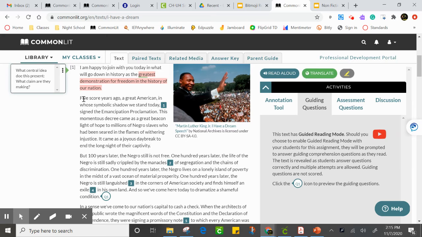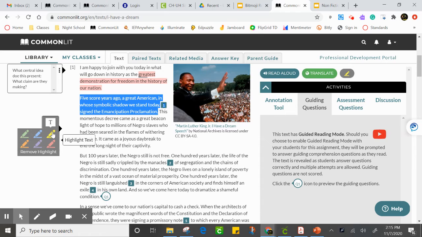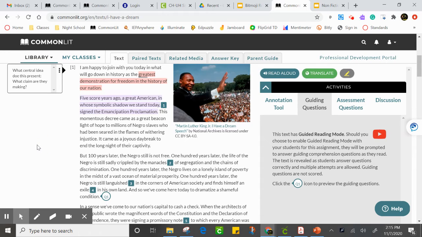Let's see. So the next thing I would be looking at highlighting, I'm going to be looking for examples of rhetorical devices. And I'm going to actually highlight this first one here as an example of an allusion. So you'll remember that rhetorical devices need to be highlighted in purple. So I'm going to choose purple here.